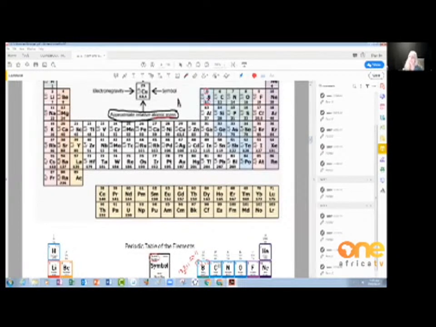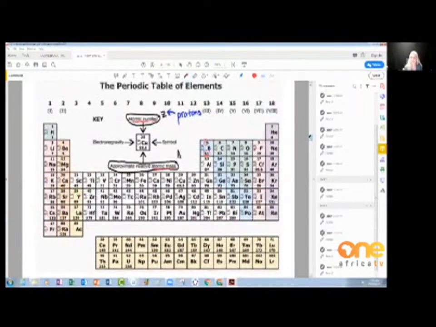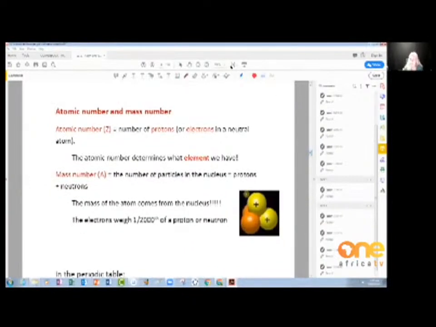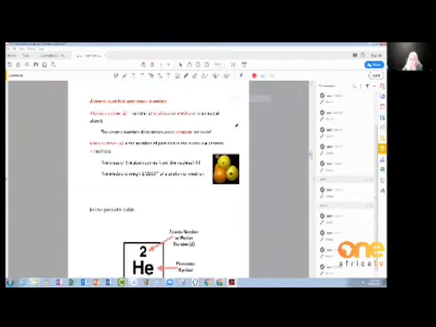Okay. So these two numbers are the numbers that we are going to be concerned with. The atomic number and the mass number. Remember, the top number is the atomic number, and the bottom number is the mass number. So those two numbers are very important for us. Let us continue with our pages here.